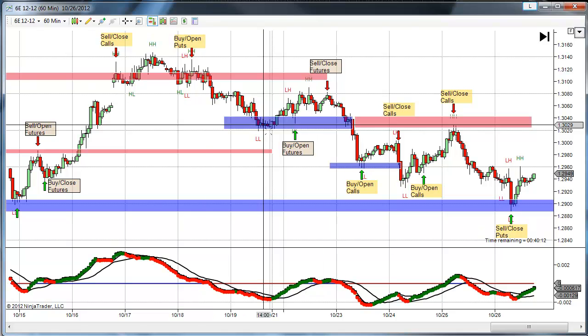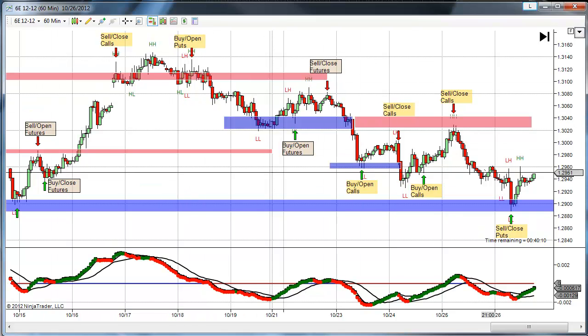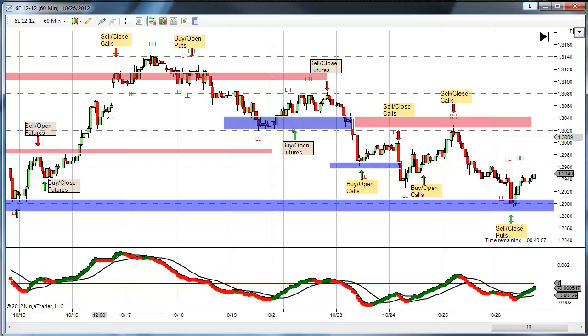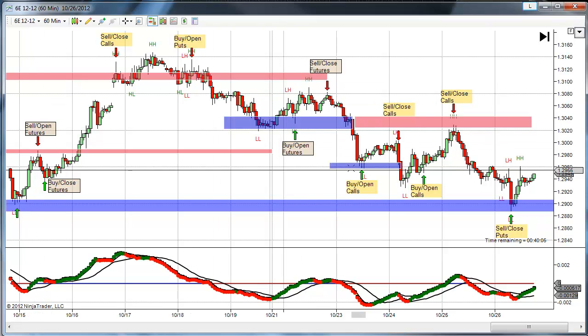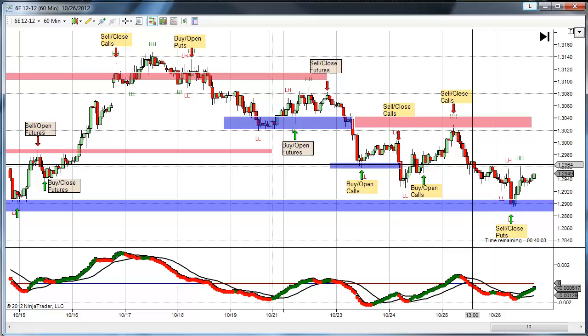Again, coming back down almost about the same distance as we initiated to the upside. So just a wonderful way to participate.